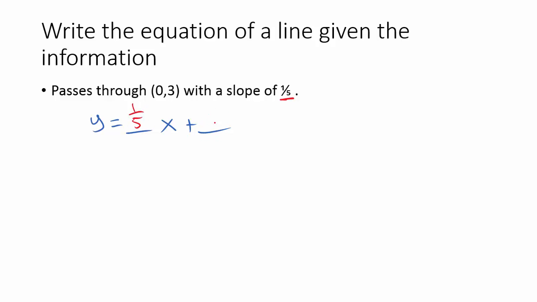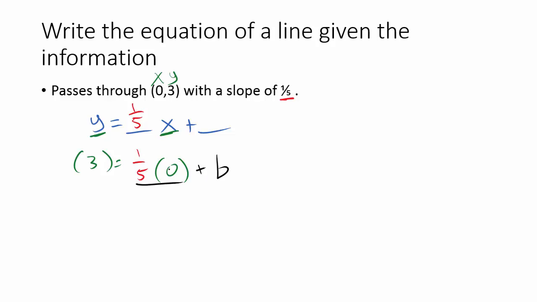We don't know what the b is, so what we're going to do is plug in our ordered pair, x and y. It's going to go in for x and y. So in for x, I'm going to plug a 0. In for y, I'm going to plug a 3. And I'm going to bring everything else down. I'm going to bring down the 1/5. And since I don't know what b is, I'm going to take b as a variable and try to solve for it.